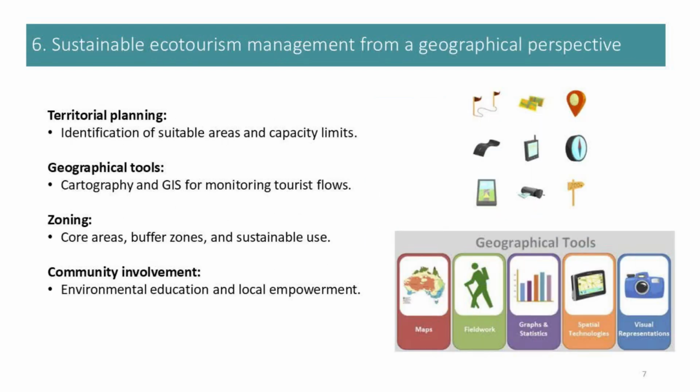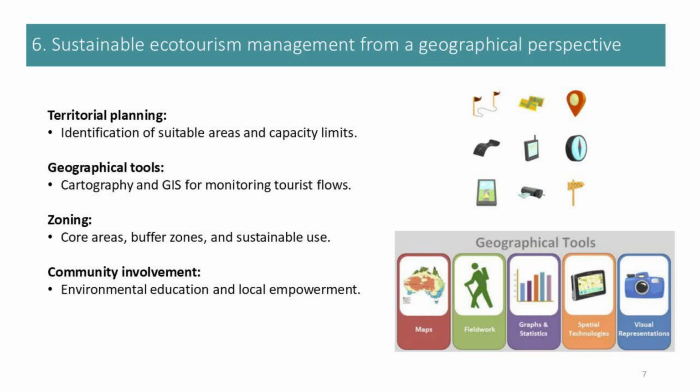6. Sustainable management of ecotourism. From geography. Geography, as a discipline that studies the relationship between humans and their environment, offers essential tools for the sustainable management of ecotourism. One of the main strategies is territorial planning, which allows for identifying the most suitable areas for ecotourism development, establishing carrying capacity limits, and implementing measures to mitigate negative impacts.